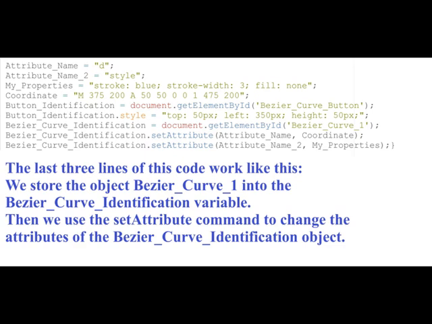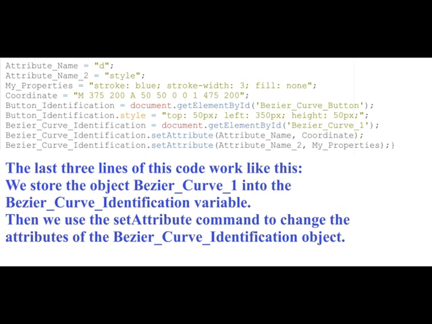Now, what about Bezier curve identification? What about that variable? Well, it's going to have an object stored into it. And the object's going to be Bezier curve 1. So now Bezier curve identification is an object. You can now set attributes to this object. Okay? And you've already stored what attributes you want changed on this object. That's what you've done. And there you go.